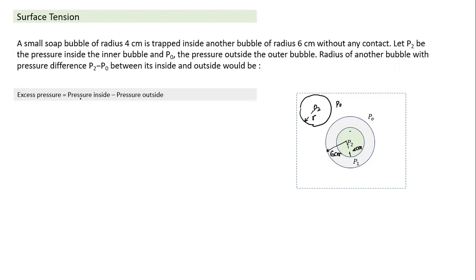Excess pressure is equal to pressure inside minus pressure outside. That's excess pressure. So if I calculate the pressure here, P1, P1 is the pressure in the entire region between the outer bubble and inner bubble. So P1 minus P0 is 4σ divided by the radius of the outer bubble, the radius of the surface here.